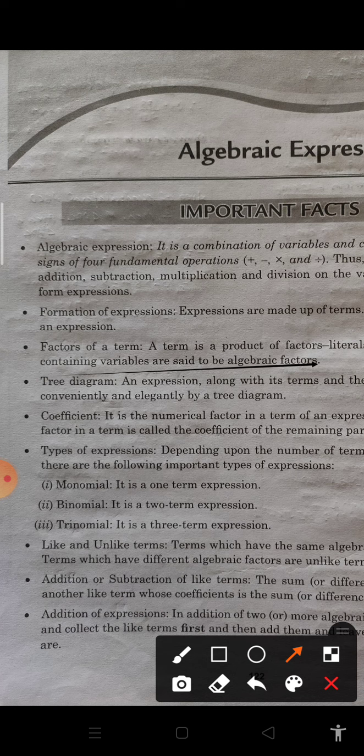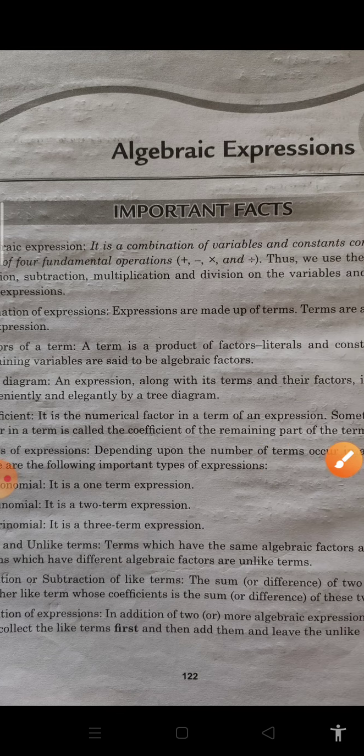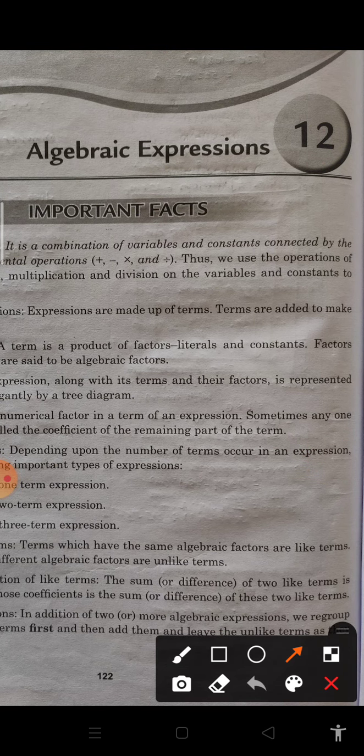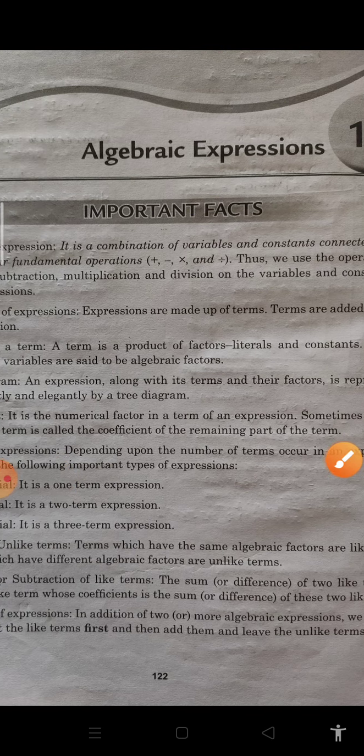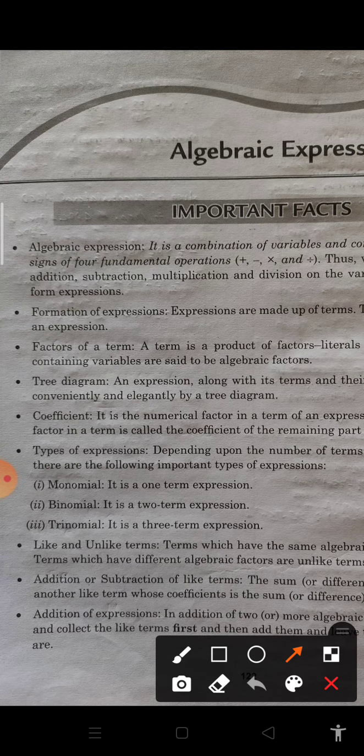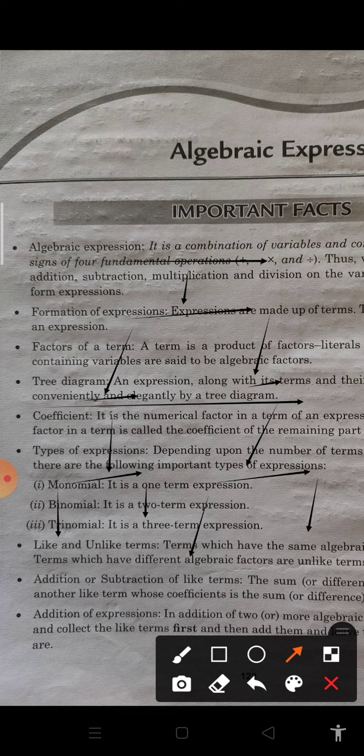Factors. Now the tree diagram. An expression along with its terms and their factors is represented conveniently and elegantly by a tree diagram. Suppose here is any expression, and it is divided into 2 terms, then we divide into factors. So this is the tree diagram.